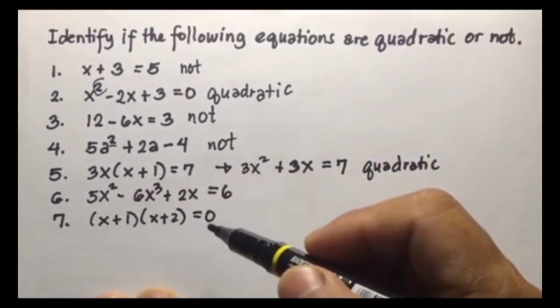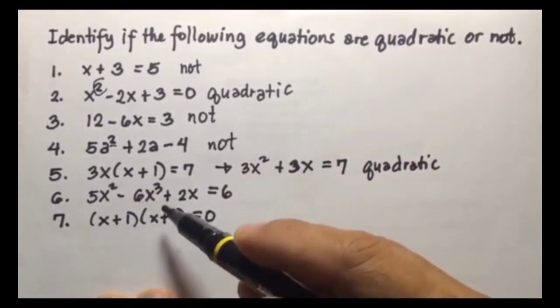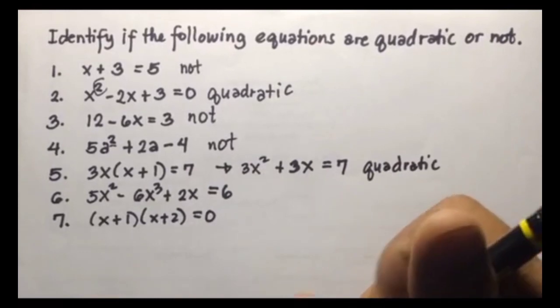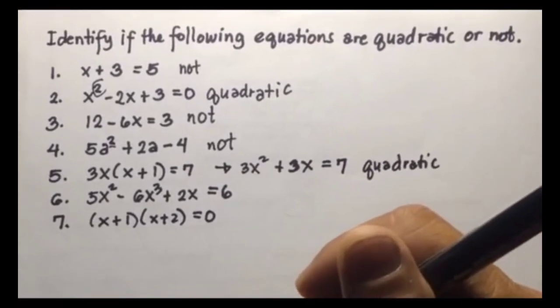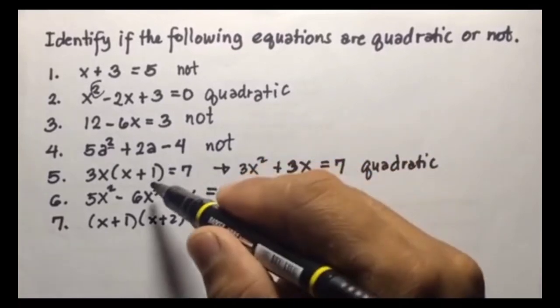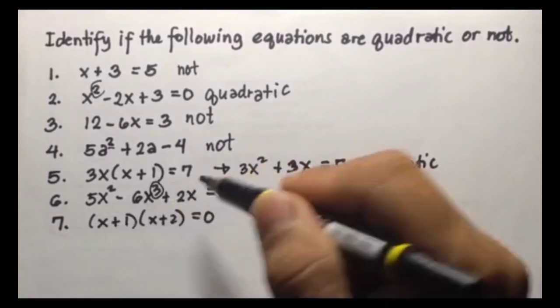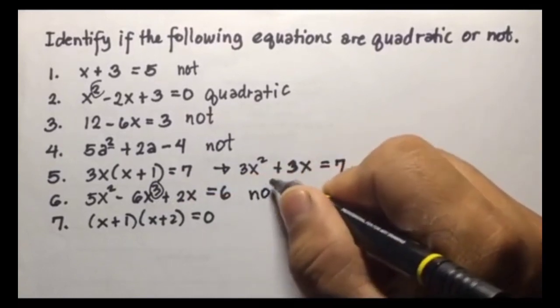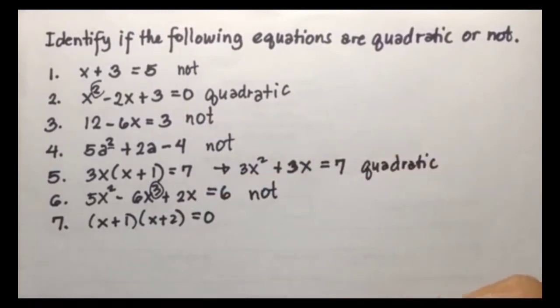Number 6, 5x squared minus 6x cubed plus 2x equals 6. The highest exponent here is 3. So therefore, this is not a quadratic equation.